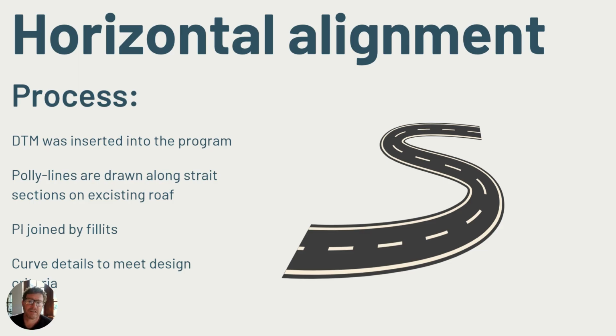The geometric design was done in Civil 3D. It's a product from AutoCAD developed for the design of civil engineering infrastructure. The horizontal alignment was found by importing the digital terrain model, a DTM, into Civil 3D, drawing polylines along the straight sections of the existing road and joining these polylines with curves of a known radius that fits within the horizontal alignment criteria.